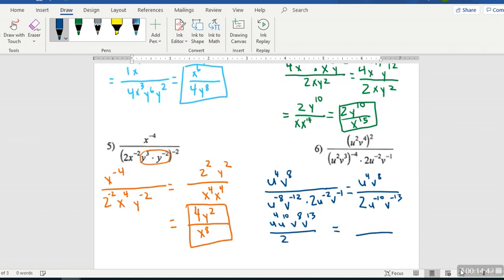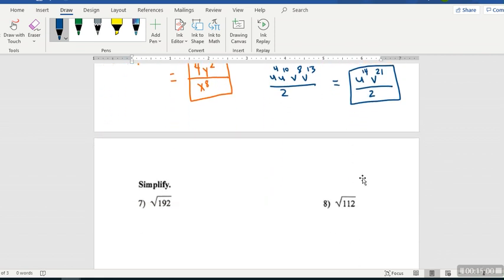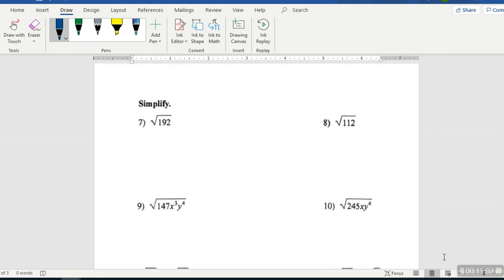All right, let's combine those for our final answer. u to the 4th times u to the 10th is u to the 14th. v to the 8th times v to the 13th is v to the 21st, and that's over 2. All right, let's move on to our radicals problems.